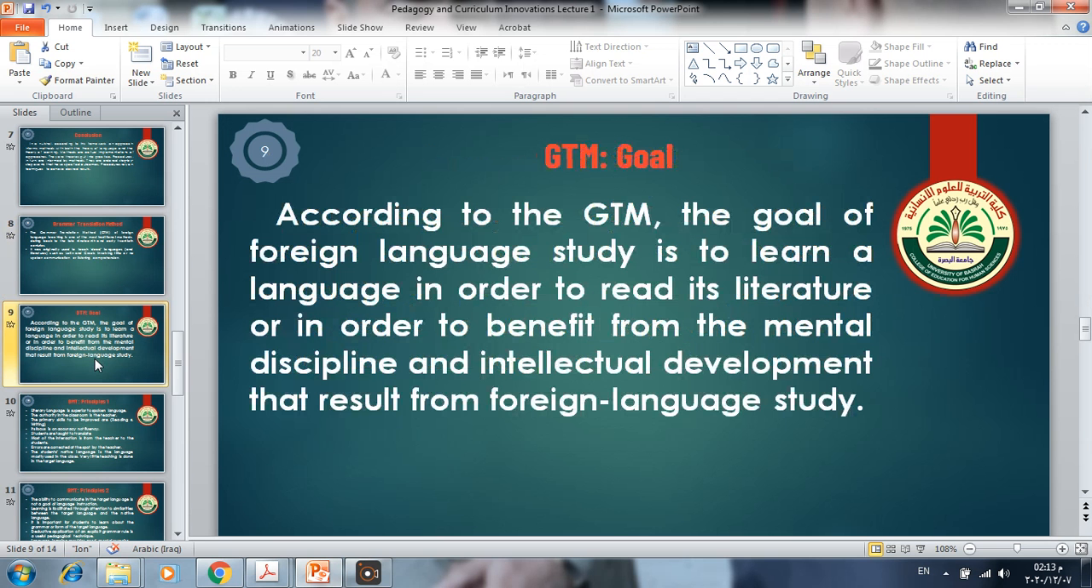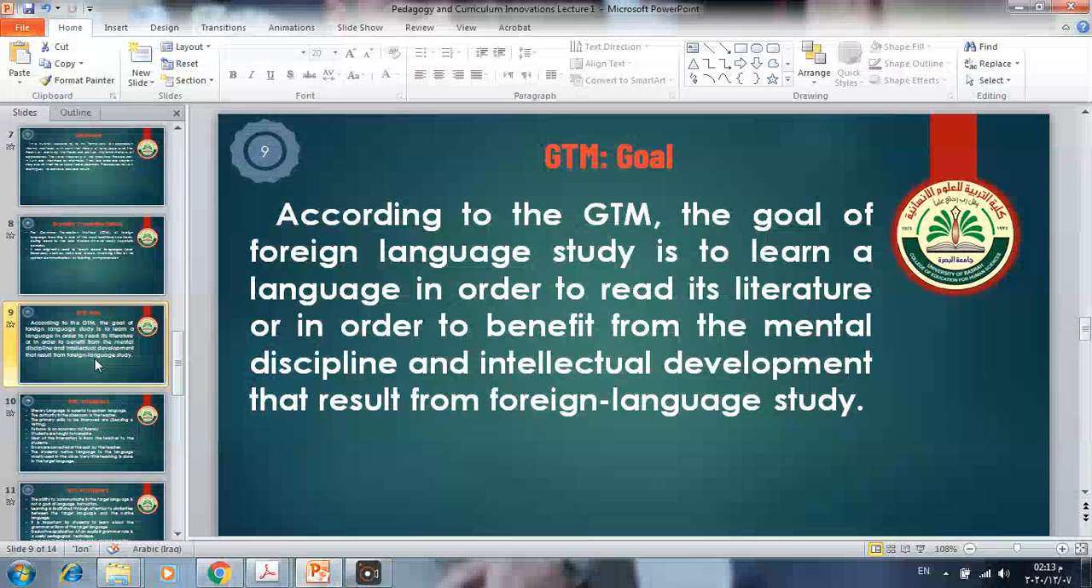Now, the goal of the grammar translation method. According to the grammar translation method, the goal of foreign language study is to learn a language in order to read its literature, in order to benefit from the mental discipline and intellectual development that result from foreign language study. So for them, this is the major aim of learning a foreign language.